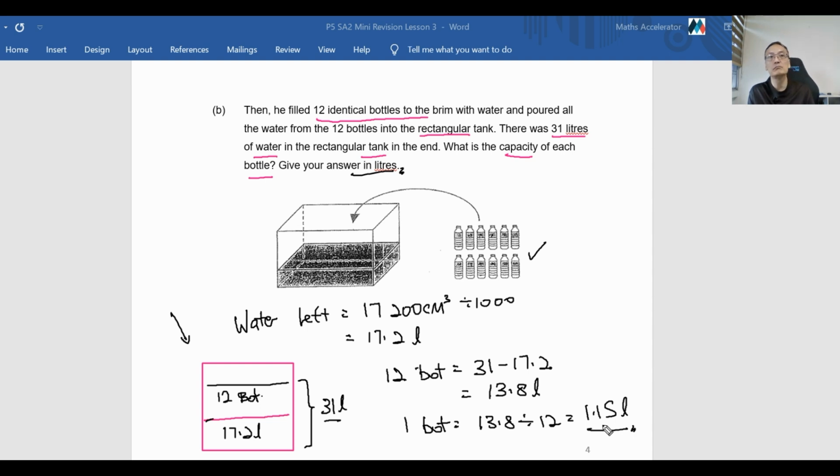As you can see, the before-change-after situation is very common in problem sums involving volume. So it's good that you practice this a few more times to gain confidence and mastery so as to prepare for your year-end exam. And that's the end of the lesson.